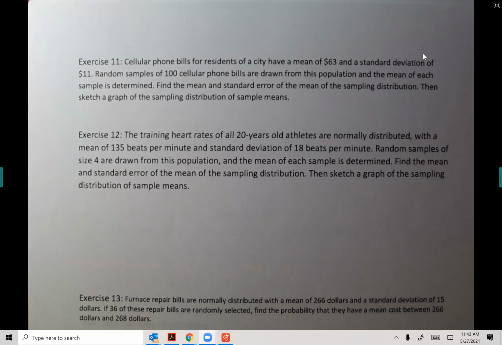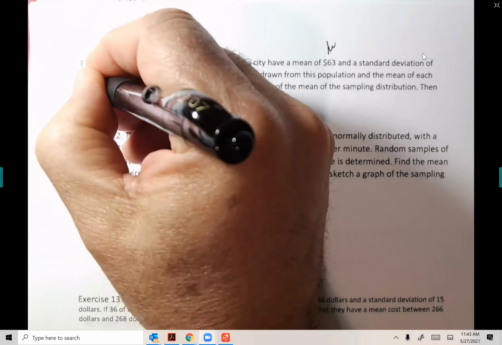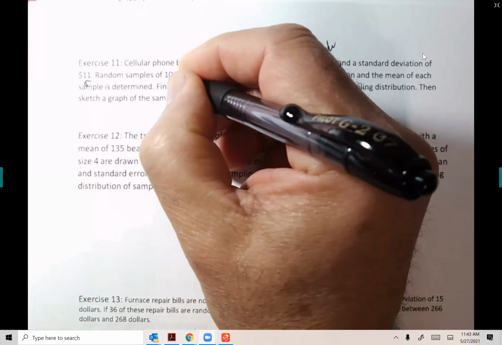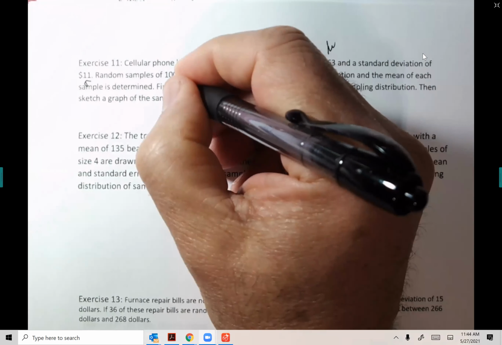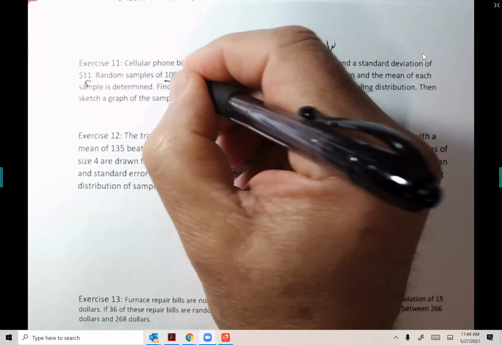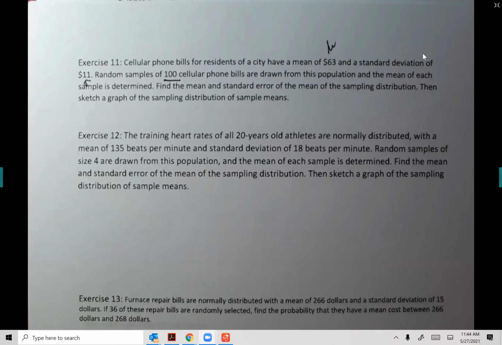Cellular phone bills for residents of the city have a mean of $63 and a standard deviation of $11. So the mean is 63 and the standard deviation is 11. A random sample of 100 cellular phone bills is drawn from this population. Can you tell me what letter I use for n? Well, I just said it. It's n. That's the sample size. Random samples of 100 cellular phones. So that's the sample size.